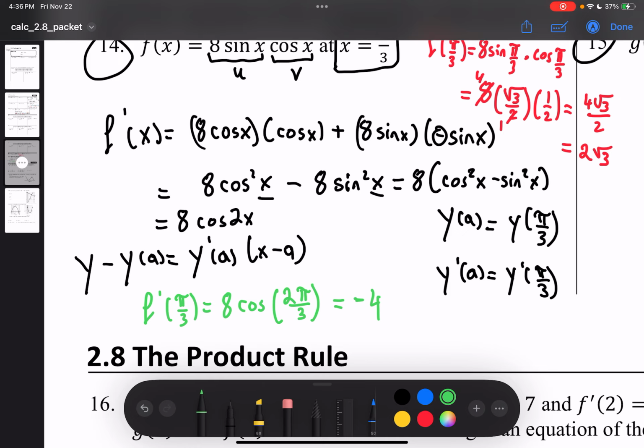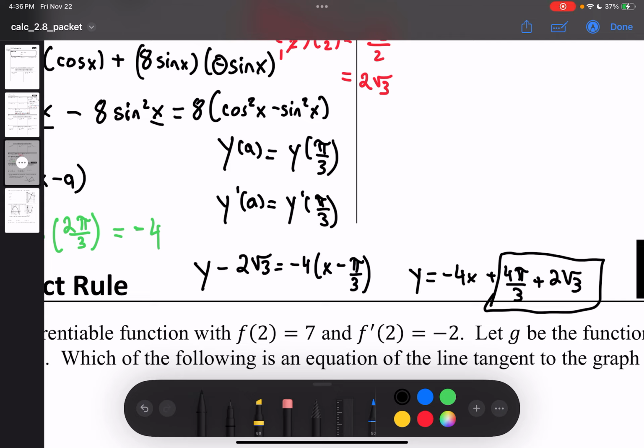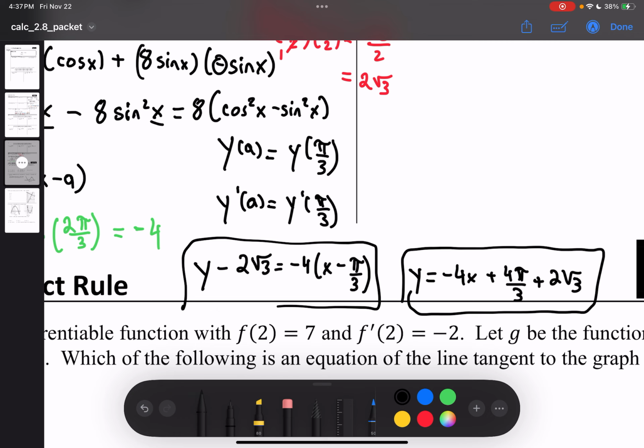So now we have our values. So y minus y of a, which is in this case 2 square root of 3, is equal to negative 4 times x minus pi over 3. So now fixing the shape of this function, you're going to get y equals negative 4x plus 4 pi over 3 plus 2 square root of 3. So this is in the form of mx plus b. Of course, you can add these pieces on a calculator. They will give you a decimal point or a simplified fraction if you want, but this is essentially the equation of the tangent for this question.